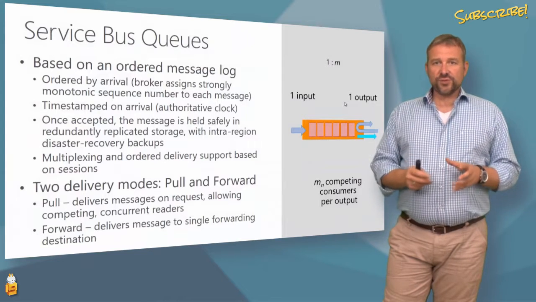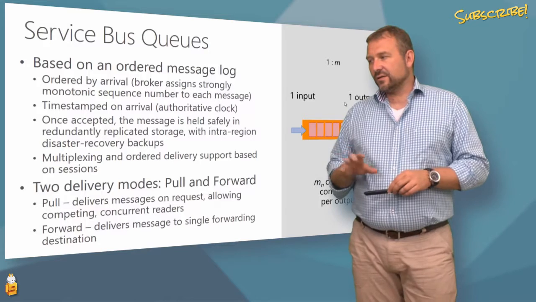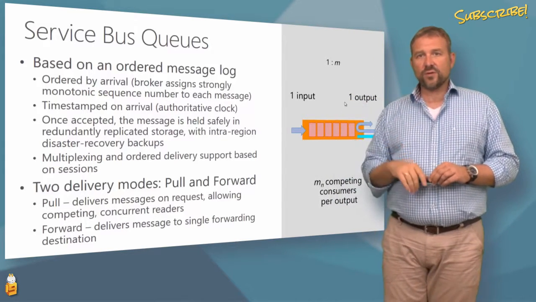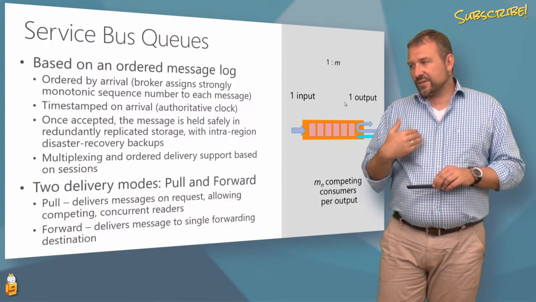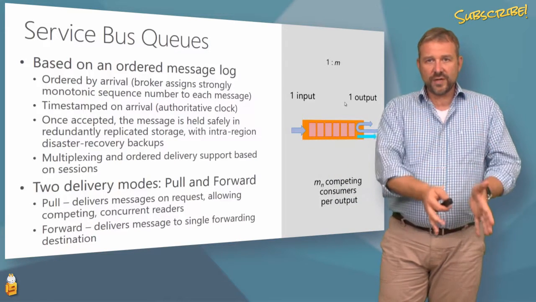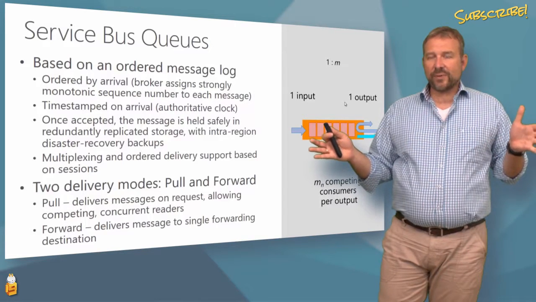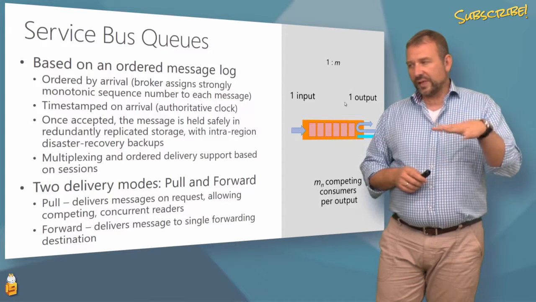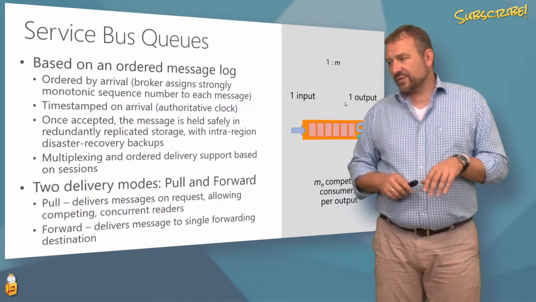Service Bus queues, going into the detail of the product, are based on an ordered message log. You send messages in, and the messages get timestamped in order of arrival. Once the messages are accepted, they are held safely in redundant storage. I showed you that. So they're going to SQL or going into our new log. The data is always redundantly replicated. If any of the stores fail, that's not going to be a problem. And we support multiplexing. We support strongly ordered delivery in Service Bus queues.